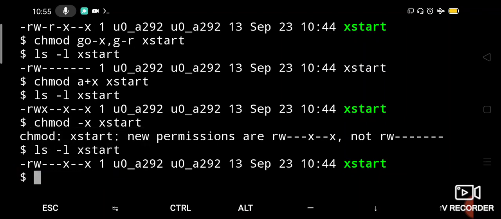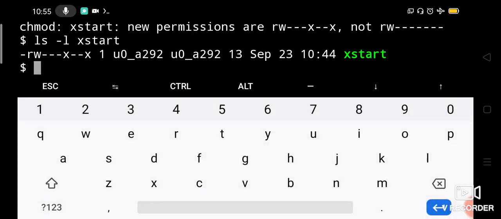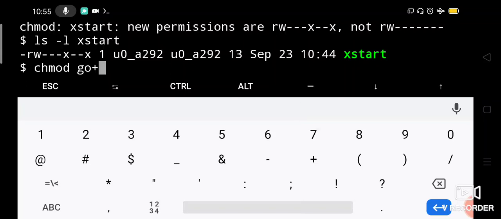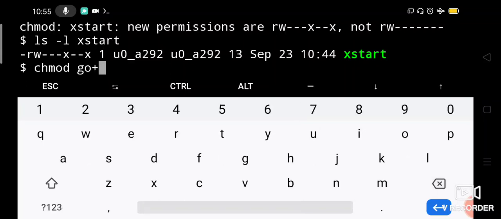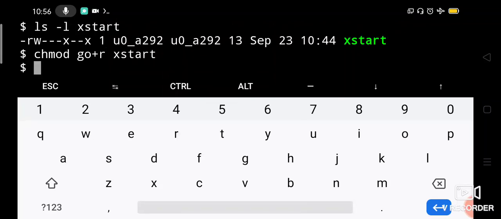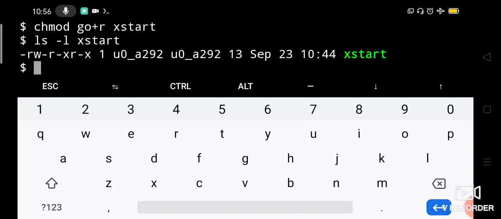Okay, so let us give read permission for group and others. Let us say chmod go+r, group and others, you give read permission for the file xstart. So now check. Yes, read permissions are there for group and others, isn't it? So that is how you can give permissions for the file.